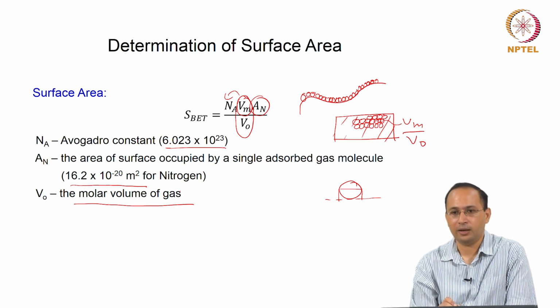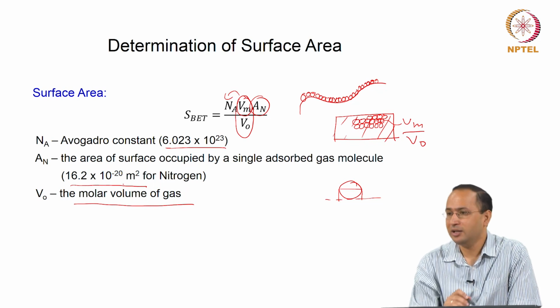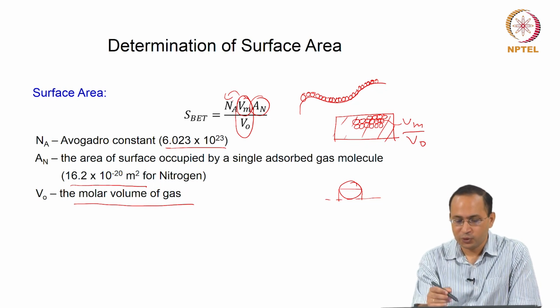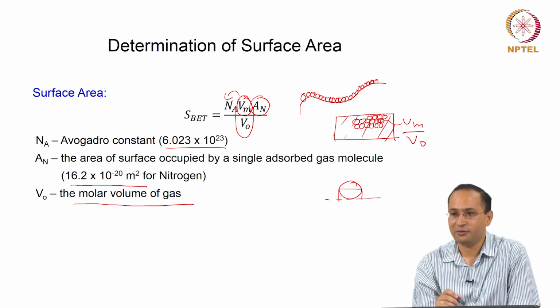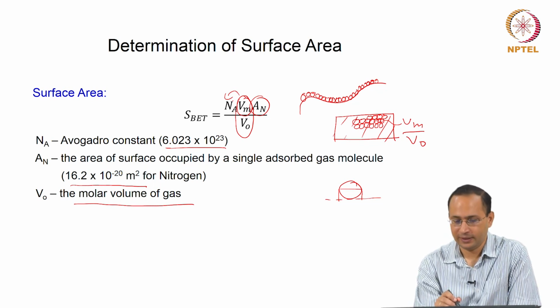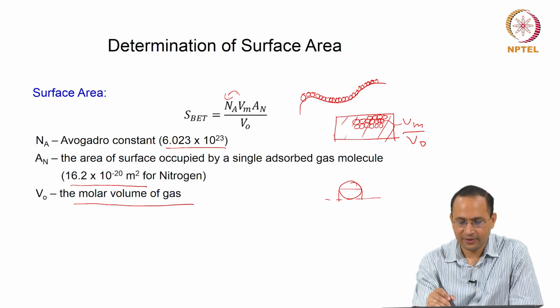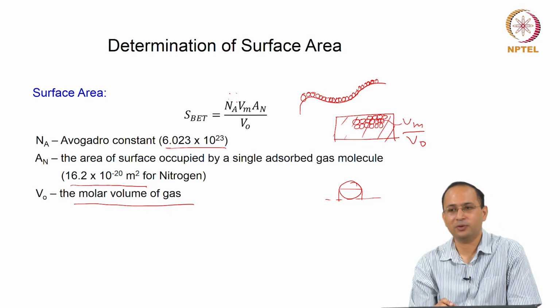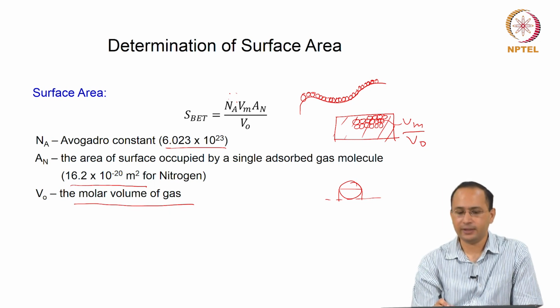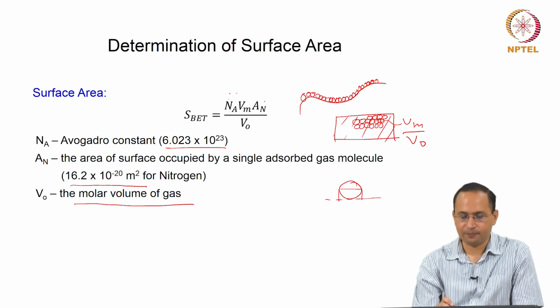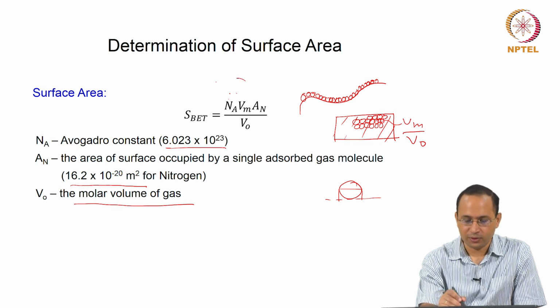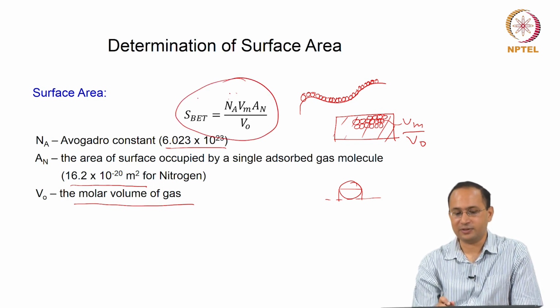Sometimes people use argon, krypton, so that An will change, right. So, here you have a way to find surface area through BET. What do you need? You need to calculate Vm, and then you can calculate the number of moles, multiply it with the Avogadro constant, and then multiply it with An. Clear? So, that is what gives us the surface area.